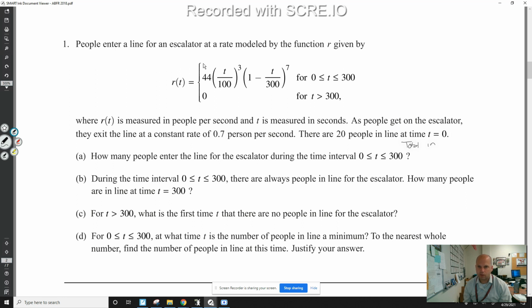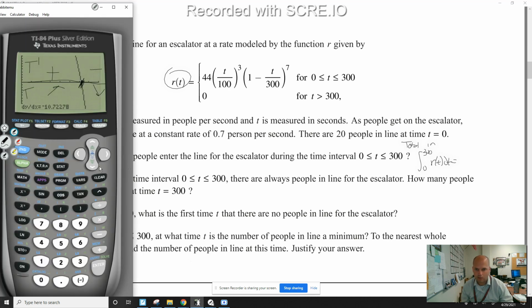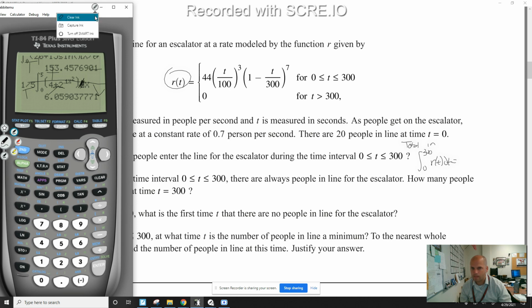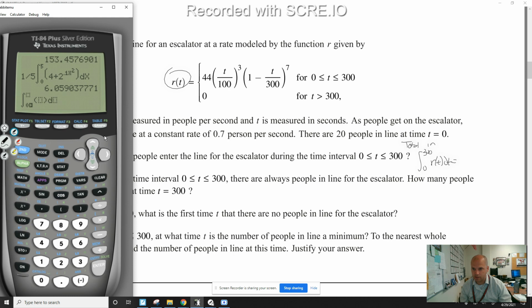This is the rate at which they're entering. This is the velocity at which they're entering. Take the area under a velocity to get a displacement. Take the area under a derivative to get a change in a total. We're going to plug in this fun equation, math 9, 0 to 300. Got to type it in correctly though, guys.